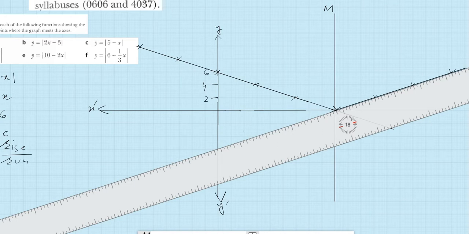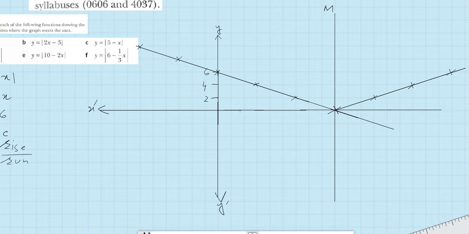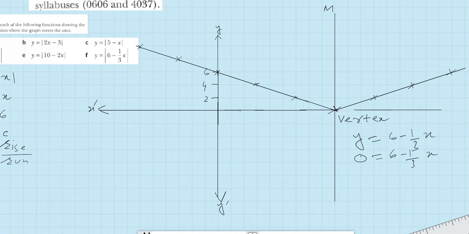This is our V shape. This is the requirement. Hope you understand. This is the V shape. And what is the value of this vertex? How to find it? You can read from the graph, or you can take the equation y is equals to 6 minus 1 upon 3x. Put the value of y as 0. 6 minus 1 upon 3x. Shift this minus 1 upon 3x to this side. It will be 1 upon 3x is equals to 6. X is equals to 3 times 6 is 18. Therefore, our vertex is 18 comma 0. So this is the point.